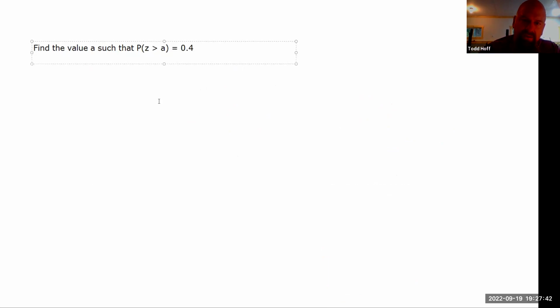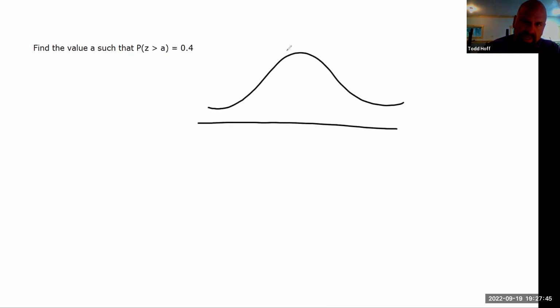What if we want to find the value A such that the probability of Z being greater than A equals 0.4? Well, if we look at our bell curve, what that's saying is somewhere in here, this probability over here is 0.4. Well, what we need to use is our complements. If the probability on the right is 0.4, the probability on the left is 0.6.